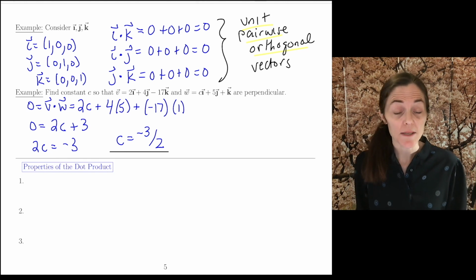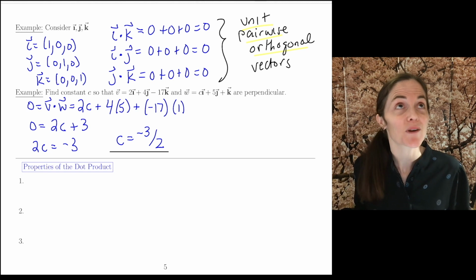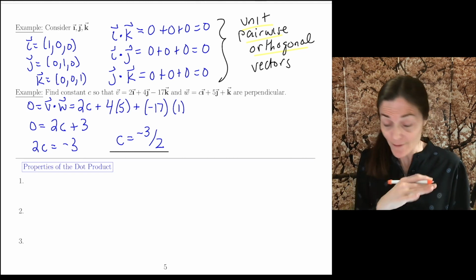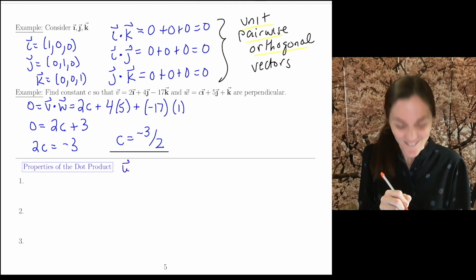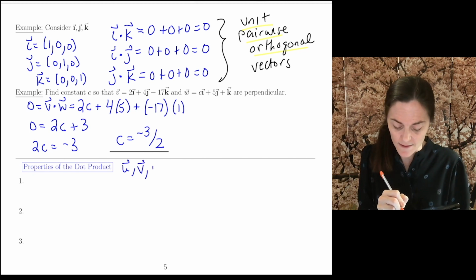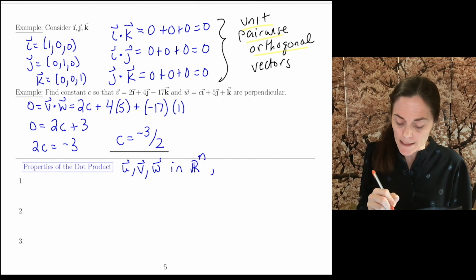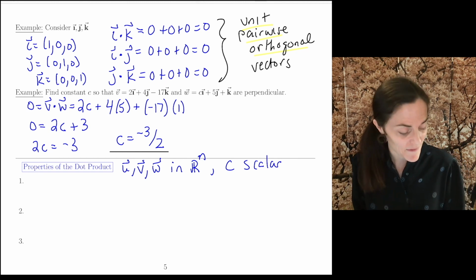Next, I'd like to talk about some properties of the dot product. In this course, I will just use them a little bit, but you'll use them a lot more in, say, a linear algebra course or something like this, which I recommend you take. Linear algebra is tons of fun. It's one of my favorite courses. Okay, so let's say u, v, and w are all in Rn. And let's say c is a scalar. Then I'm going to list some properties of the dot product.